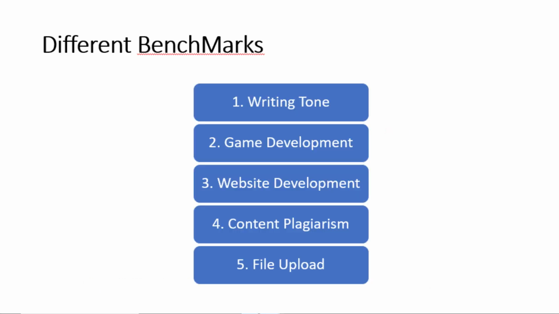The first one we're gonna use is the writing benchmark, and the second one is the game development, and then we're gonna see the website development and the content plagiarism checker. We're gonna use the online plagiarism checker to check the content generated by these AI tools to see the original content. And finally, we're going to use the file upload to see the difference between ChatGPT and DeepSeek. So let's get started.